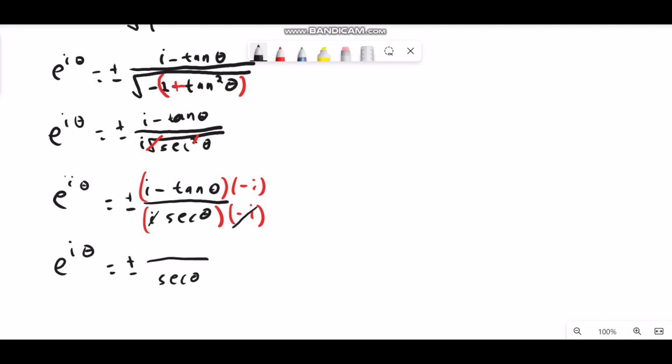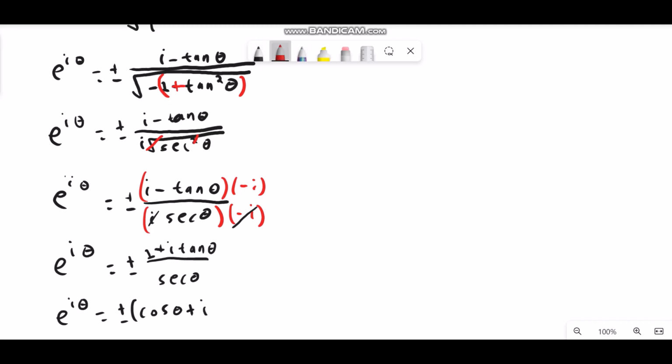On the top, again, i times -i is 1. And then we have minus times a minus becomes a plus i tangent theta. Okay, now let's just go ahead and simplify this. e to the i theta equals plus or minus 1 over secant theta is cosine theta by definition, because secant is the reciprocal of cosine. 1 over secant is cosine theta plus i.